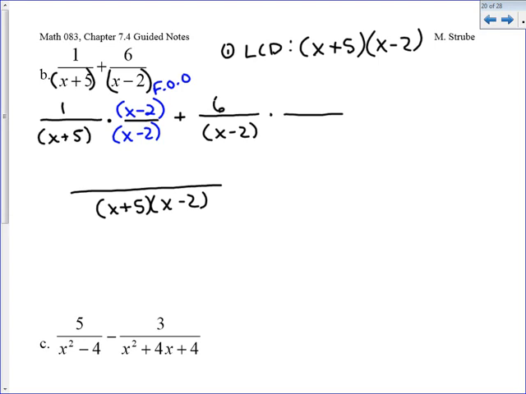For my second fraction, so my second fraction right now is 6 over x minus 2. I need this denominator to have both of these factors. What's going to go into my form of 1? Which factor is missing? X plus 5. So I've got the x minus 2. I need the x plus 5, so that's what goes into my form of 1.